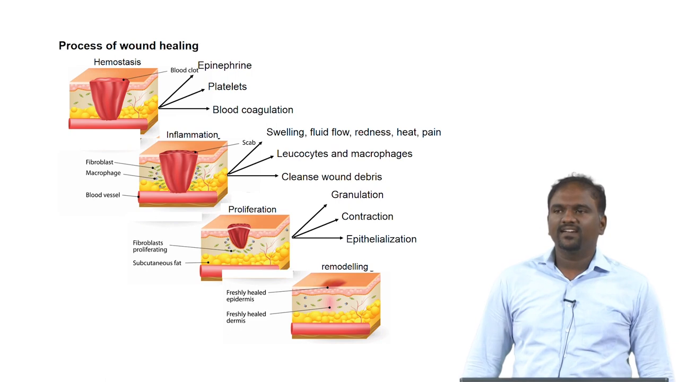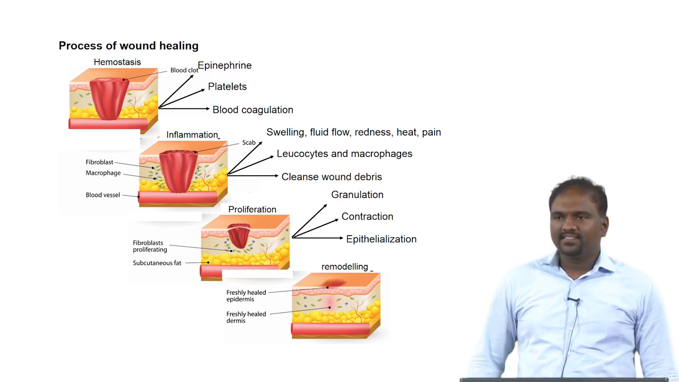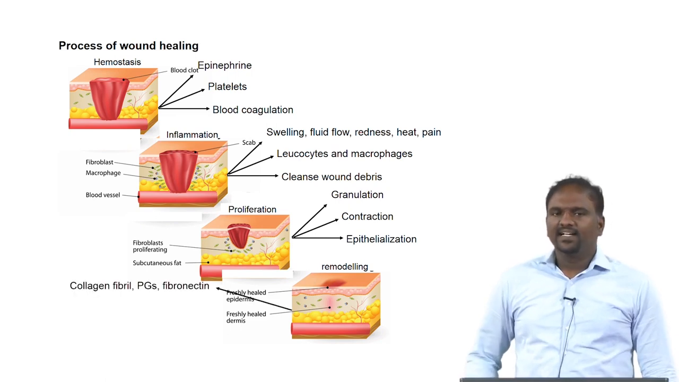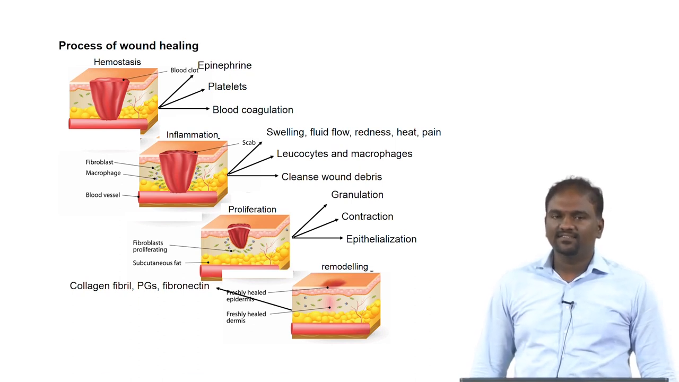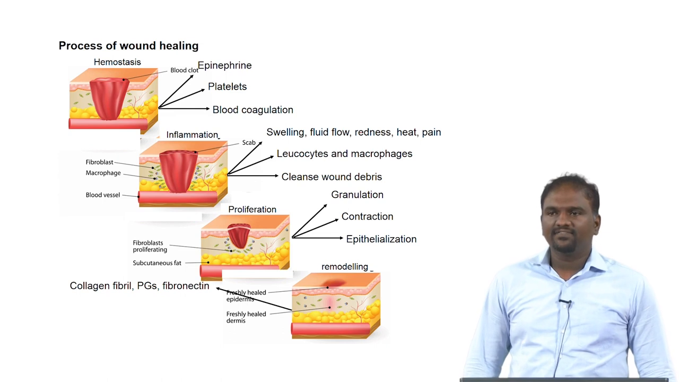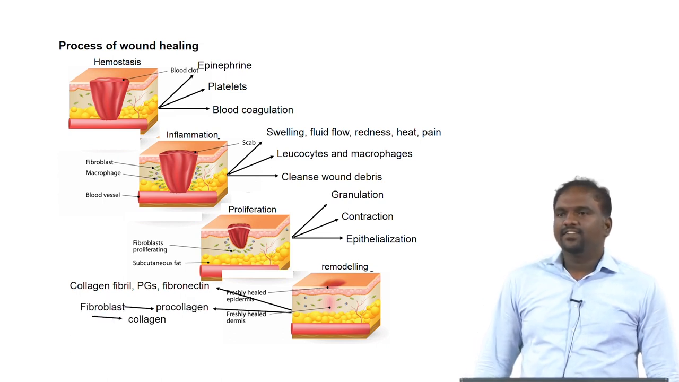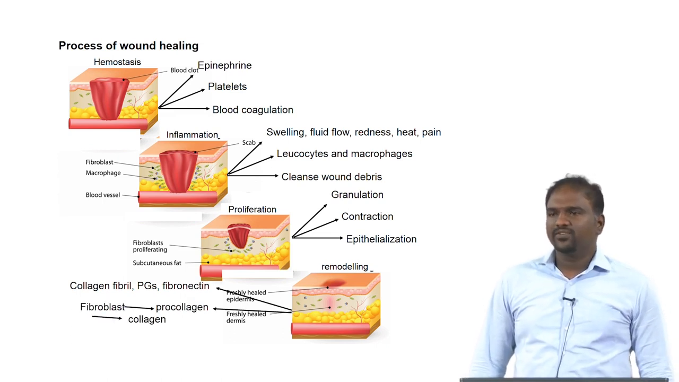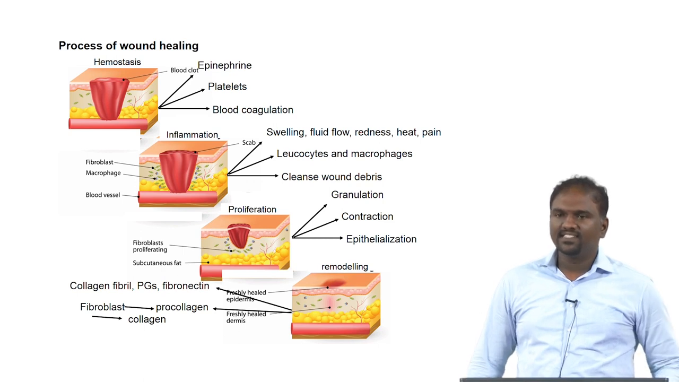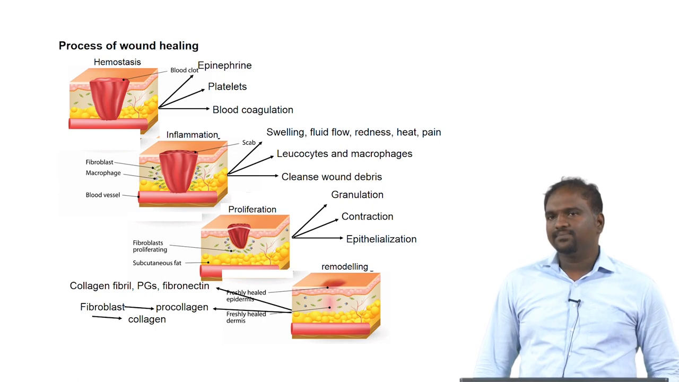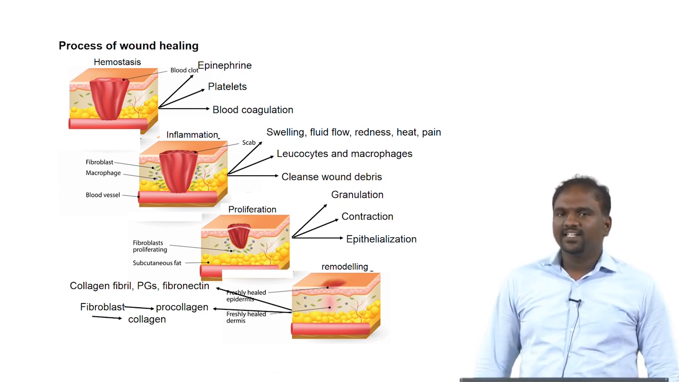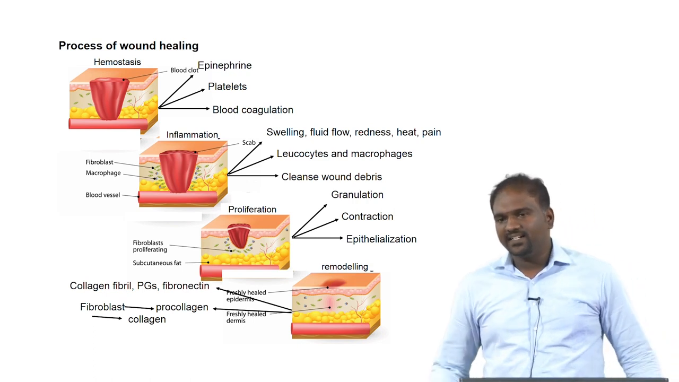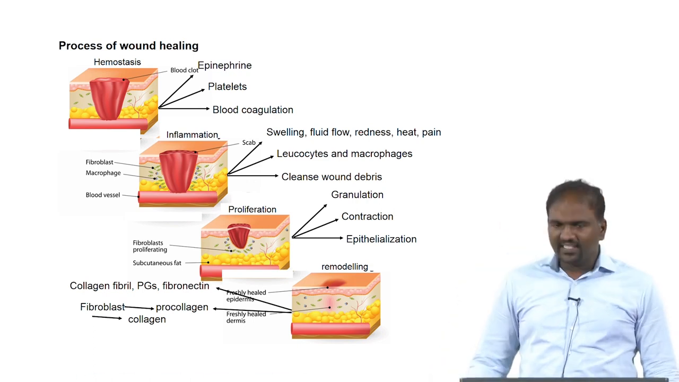The next step is remodeling. In the remodeling, fibroblasts will develop an extracellular matrix. That extracellular matrix contains collagen fibrils, proteoglycans and fibronectins. Fibroblasts initially produce procollagen. That procollagen will twist together and form strong collagen. Many collagen molecules come together and form a very strong network.